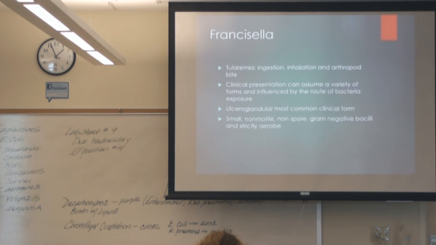There's a variety of forms that this one can take on, but it's going to be influenced by the route that the bacteria actually gets in, okay? You have your most common clinical form, which basically all that means is that there's an ulcer that will form at the site of inoculation, and then it would be followed by enlargement of the regional lymph nodes, okay? That's basically clinically what would happen with this. Small, non-motile, non-spore, gram-negative bacilli, and strictly aerobic.